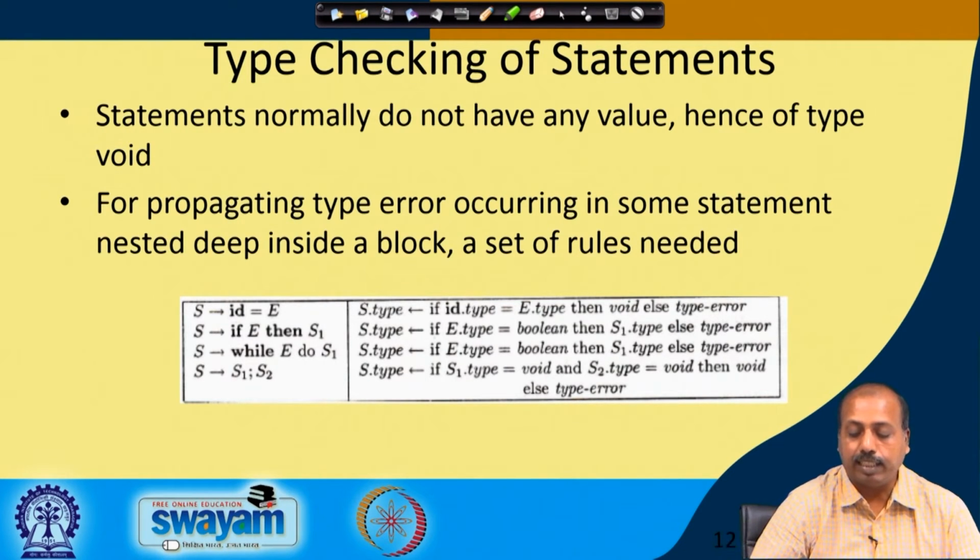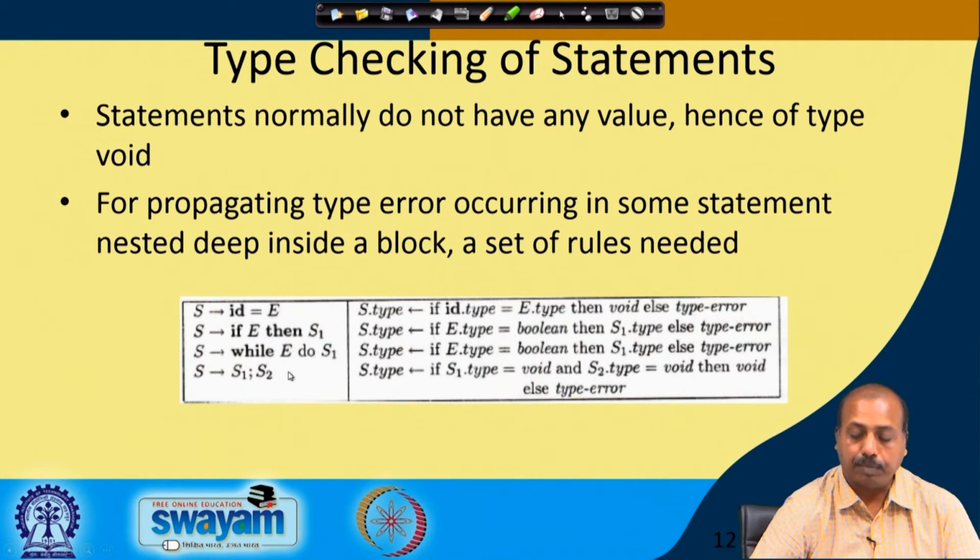So, it will check that if E.type is Boolean, then S.type is equal to S1.type. If S1.type is void, then S.type will also be void. If S1.type is a type error, then S.type will also be a type error. But if it is not Boolean, then S.type is set to type error. Then the while statement is also similar: if E.type is Boolean, then S1.type, else type error.